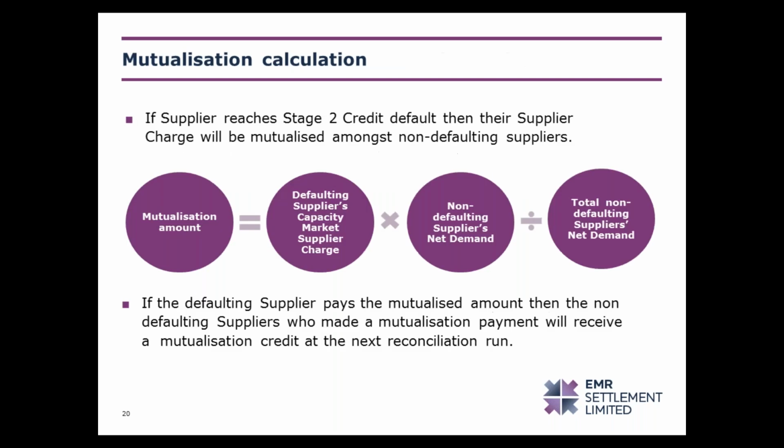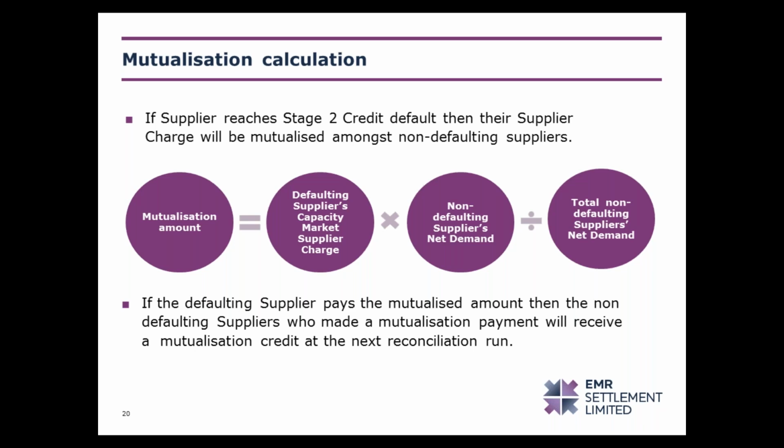Now let's move on to the mutualisation calculation. So if this particular misbehaving supplier reaches stage 2 credit default and their supplier charge is mutualised amongst the non-defaulting suppliers, this is a high-level calculation that we apply. So the amount is the defaulting supplier's amount times the particular non-defaulting supplier's net demand over the total non-defaulting suppliers' net demand. Again, when I say net demand, that's all about the periods of high demand.